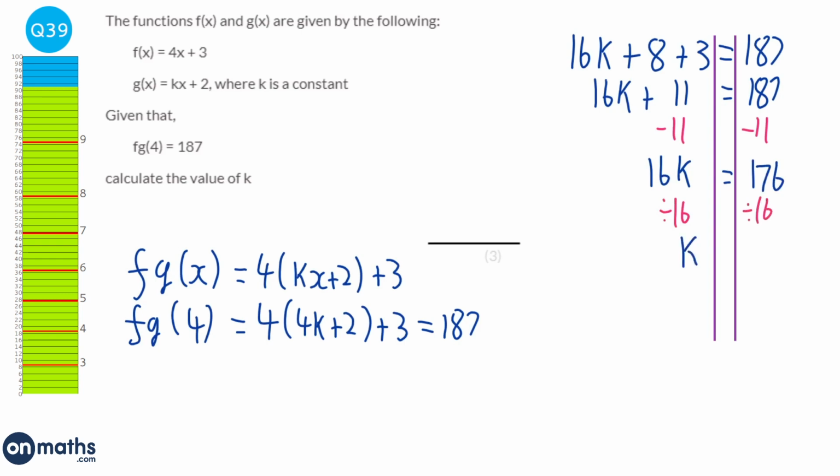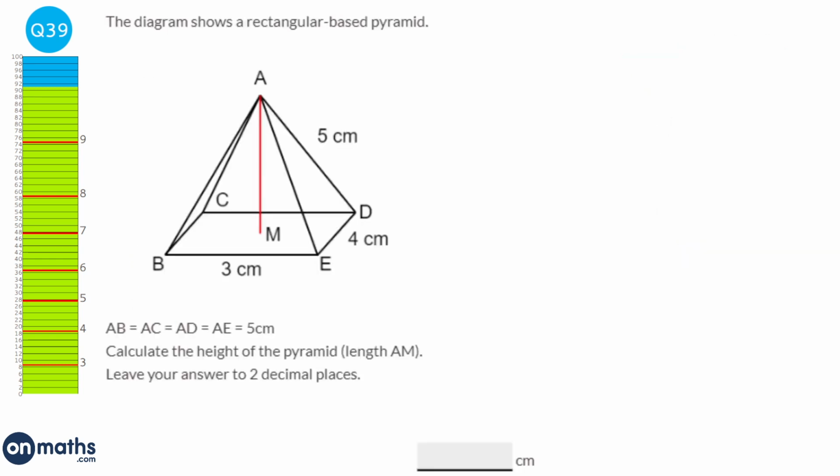So we've got k equals 11. So the answer is 11. I'm going to start off this question by finding length BD, and we do that by doing a little right angle triangle down here, and let's draw that right angle triangle out. Okay, so we've got a length of 4 on ED, length of 3 on BE, and we're looking for length BD. So we're going to use Pythagoras.